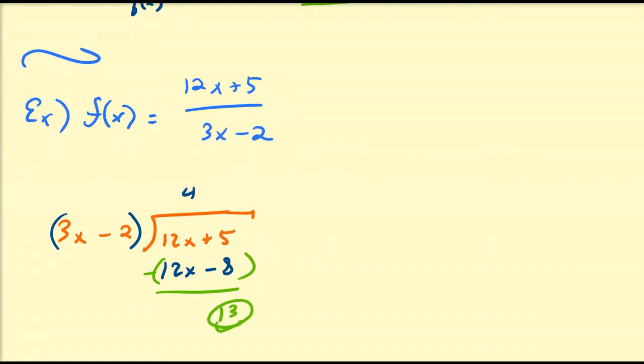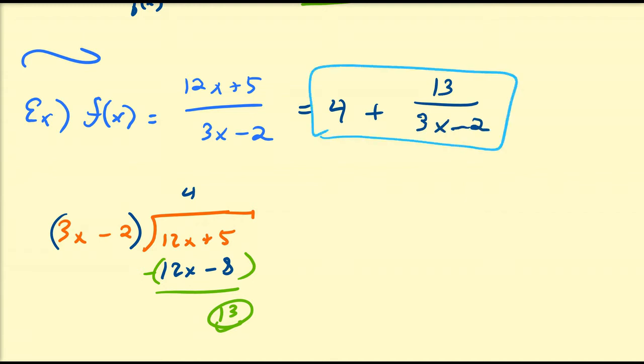So this is going to give us an alternative representation for our function f of x. Our quotient in this case is going to be 4, and then we're going to have a remainder of 13 divided by our divisor 3x minus 2. So this is our alternative representation for our function. The 4 is going to correspond to our horizontal asymptote value, and the denominator value of 2/3 is going to give us our vertical asymptote value. So let's just sketch that out.